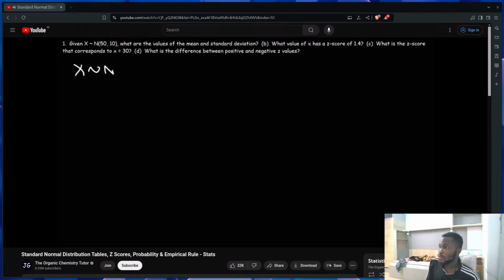So given this information here, what are the values of the mean and standard deviation? So what you need to know is that the first number corresponds to the mean, the second number corresponds to the standard deviation. So the mean is 50 in this example, and the standard deviation is 10.